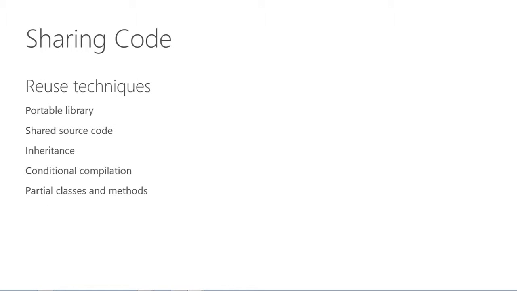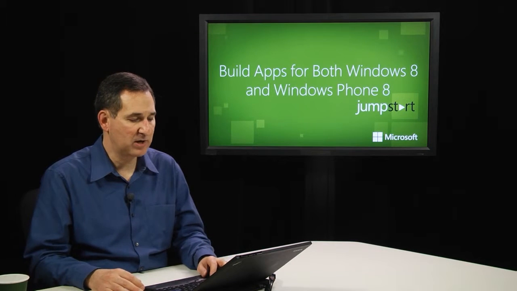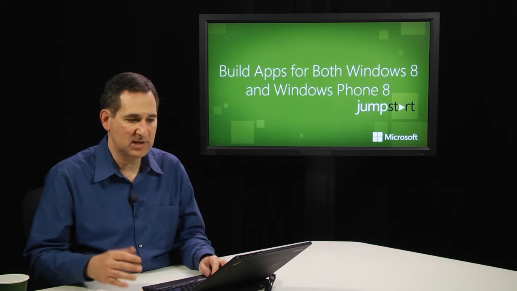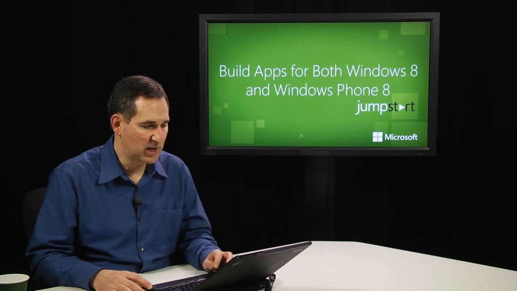And then, as I said, once we have that base, we'll talk about how to share code. There we'll talk about things like portable class libraries, sharing source code between projects and solutions, inheritance, conditional compilation, and then finally partial classes and methods. And so with that, I think we should just dive in. The first step is we're going to talk about comparing Windows 8 and Windows Phone 8, and so that's our first stop in this journey. We've already seen the agenda, so let's just jump right in.